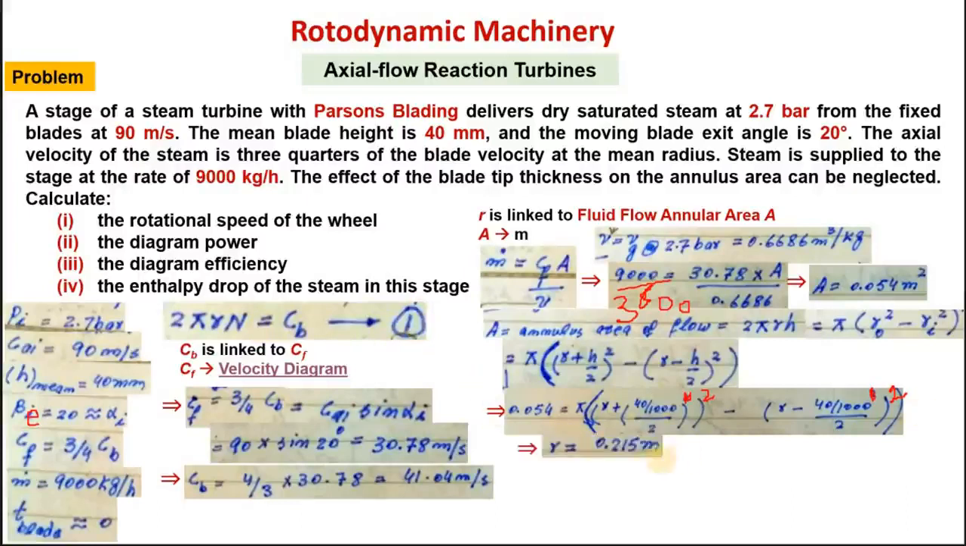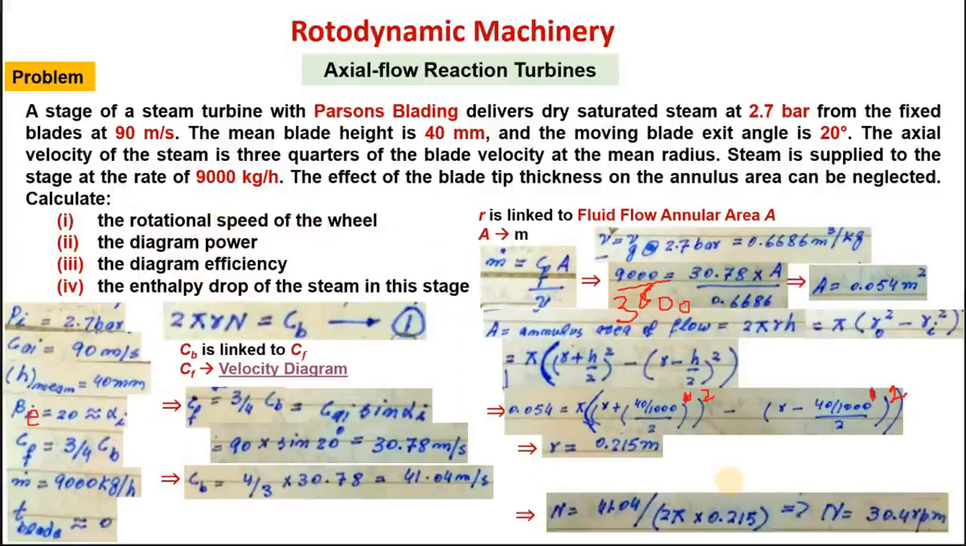So from here, we will calculate R. It comes out to be 0.215 meters. So now R is known, area is known, CB is calculated. So now from equation 1, CB and R is calculated. Now the unknown N, which is the part 1, to find out the rotational speed of the wheel, can be calculated. So just put the values of R and CB, so N comes out to be 30.4 RPM.